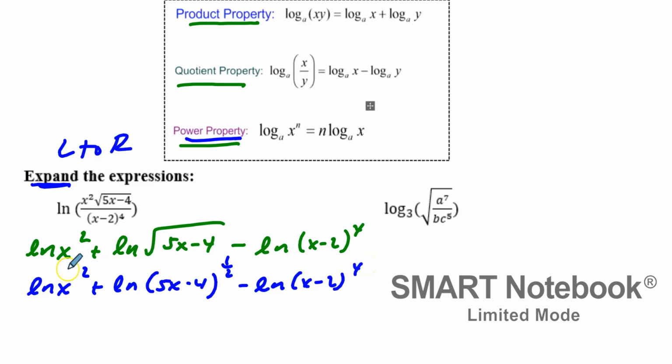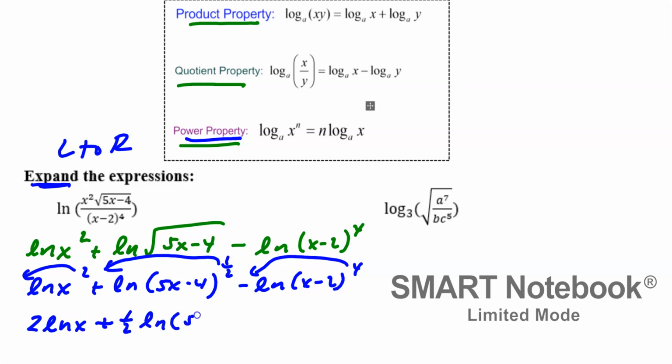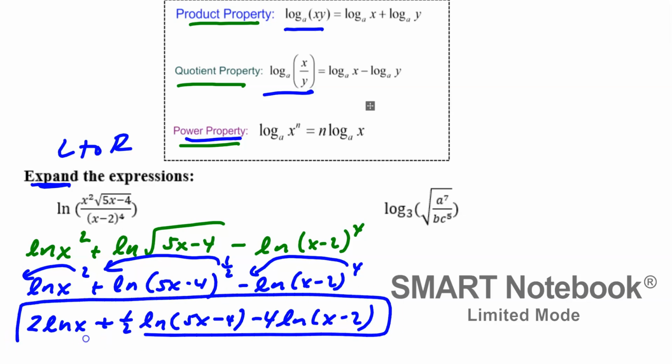Now I'm going to move all my exponents down in front to continue expanding. So it's 2 ln of x plus 1/2 ln of 5x minus 4 minus 4 ln of x minus 2. And this is my answer because if you take a look at the properties, there is no property of ln of a subtraction. It's only log of a product and log of a quotient. There is no rule that has ln of a subtraction either way. So this would be my very long answer.